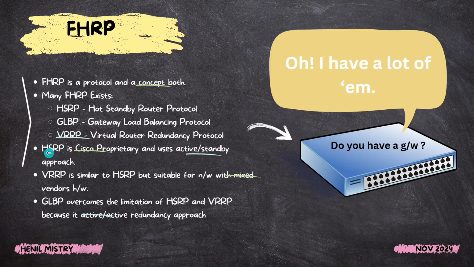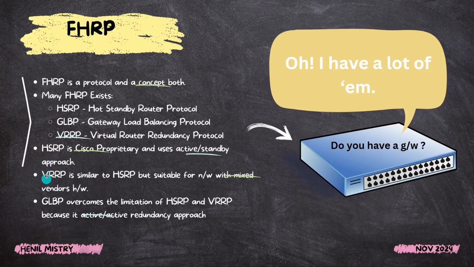VRRP uses a similar approach as HSRP, but it is suitable for mixed vendor hardware. HSRP is Cisco proprietary, and a Cisco protocol might not be supported by other vendors. That's why VRRP is IEEE standardized, and it is able to communicate where there is mixed vendor hardware. That is the plus point compared to HSRP.